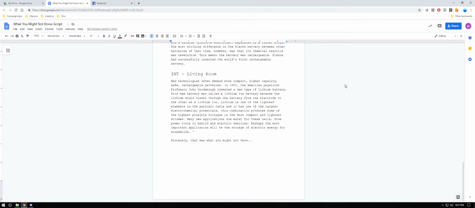Lithium is one of the lightest elements in the periodic table and it has one of the largest electrochemical potentials. This combination produces some of the highest possible voltages in the most compact and lightest volumes. Many new applications now exist for these cells, from power tools to hybrid and electric vehicles. Perhaps the most important application will be the storage of electric energy for households.